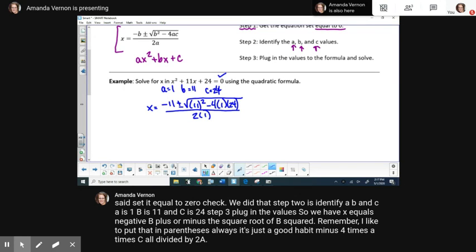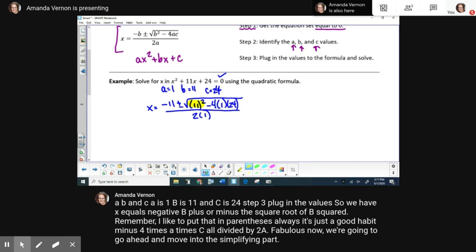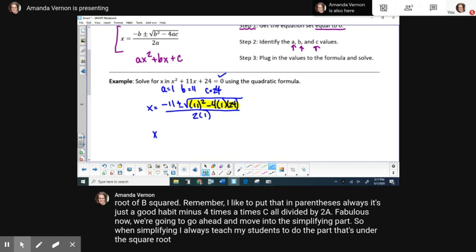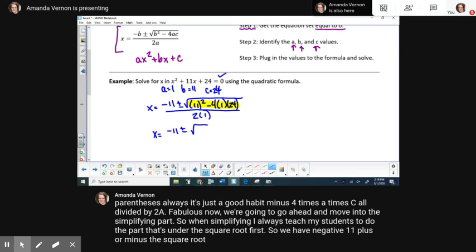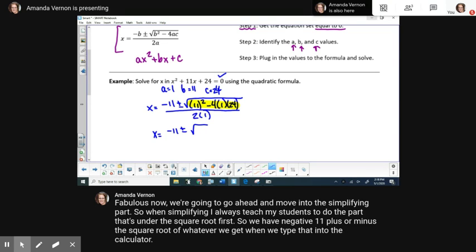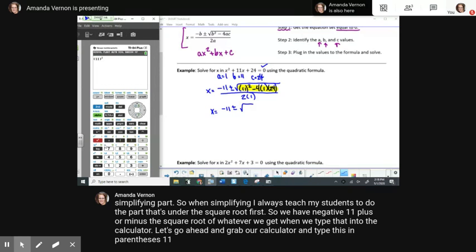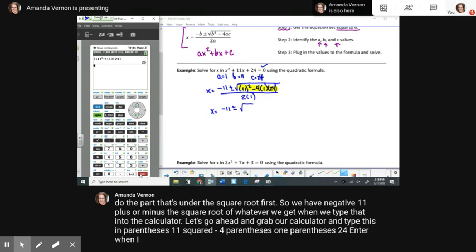Fabulous. Now we're going to go ahead and move into the simplifying part. So when simplifying, I always teach my students to do the part that's under the square root first. So we have negative 11 plus or minus the square root of whatever we get when we type that into the calculator. Let's go ahead and grab our calculator and type this in. Parenthesis 11 squared minus 4 parenthesis 1 parenthesis 24. Enter. When I typed this in, I got 25. Fantastic. Let's jump back over to our problem.